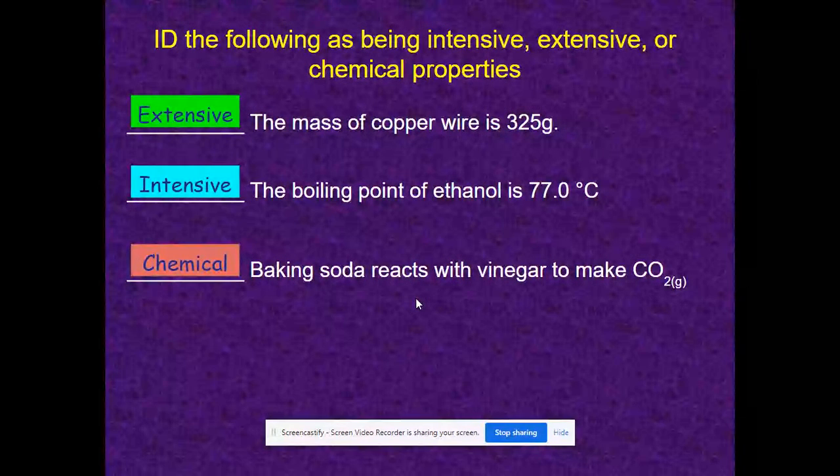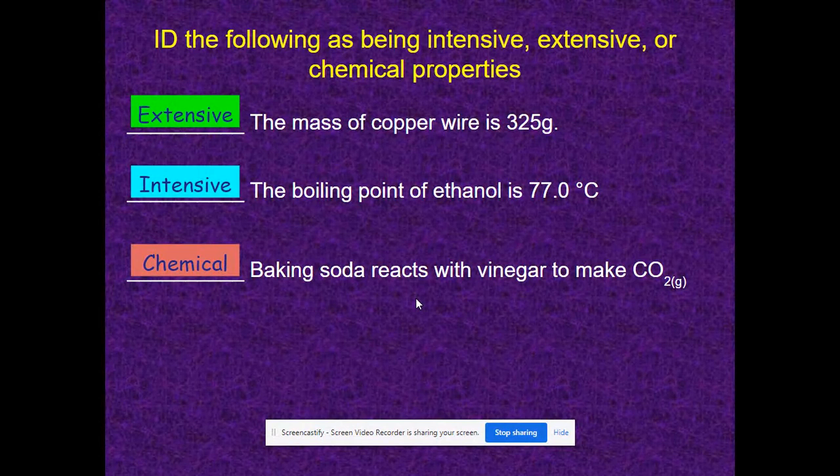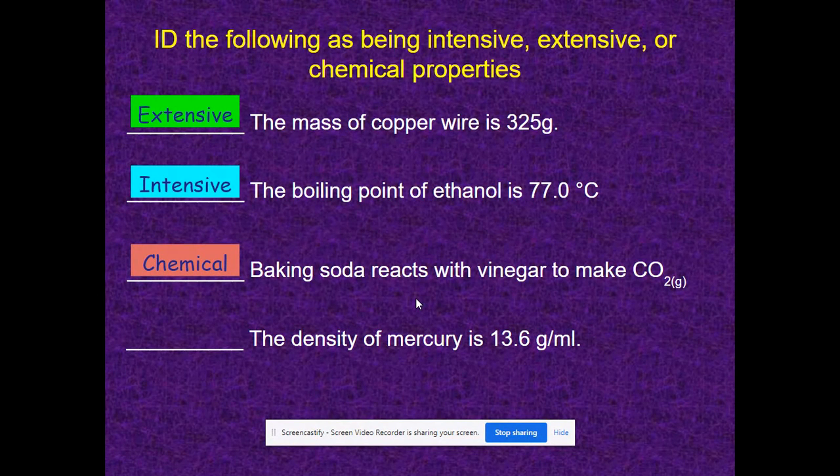Okay, so we've kind of gone through an example of each of these. Now, the last two you're going to have to figure out on Edpuzzle. So here we go. All right, so the density of mercury is 13.6 grams. Pause for a second. All right, density is not a chemical property. You don't need to alter the substance to figure it out.